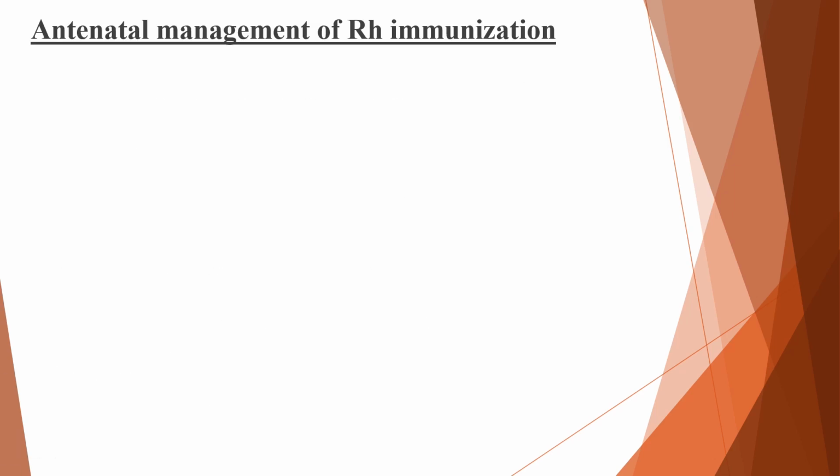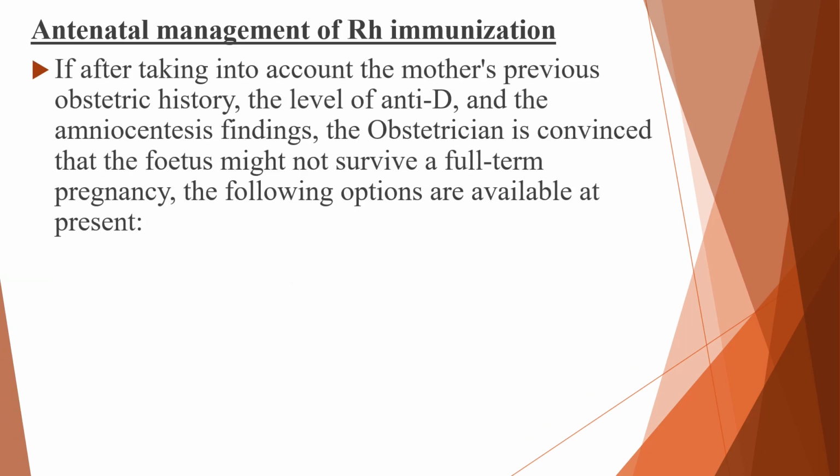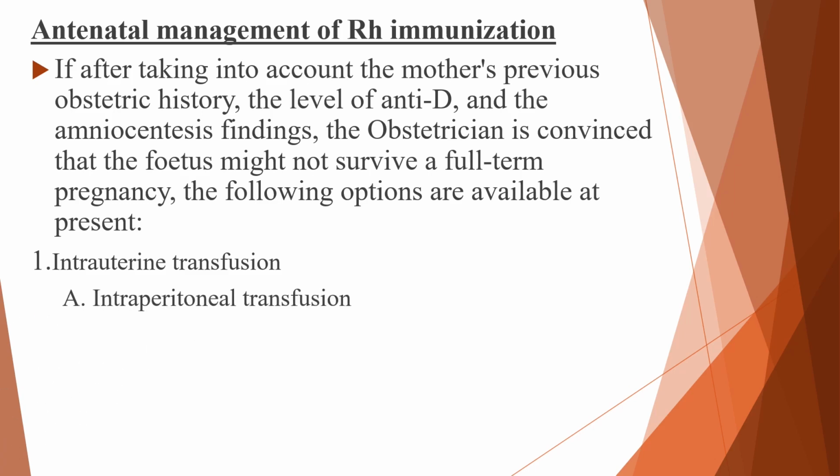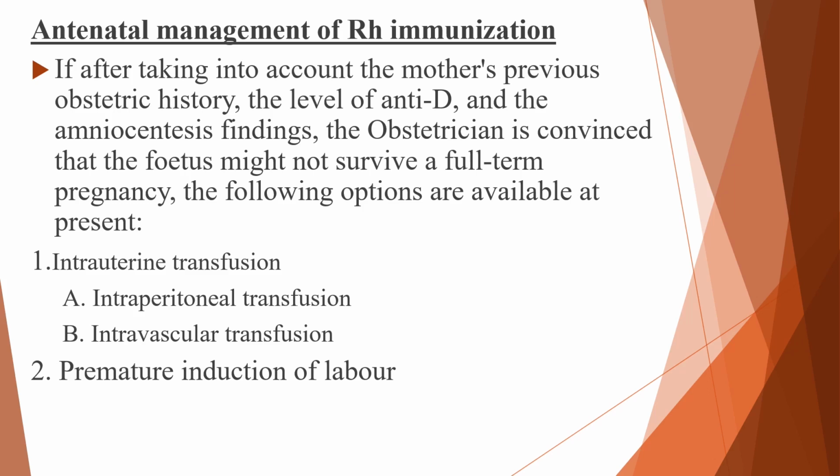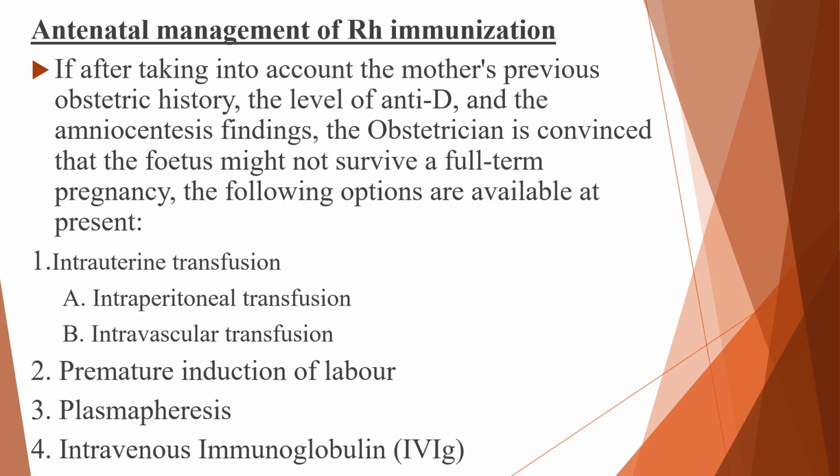Antenatal management of Rh immunization. If, after taking into account the mother's previous obstetric history, the level of anti-D, and the amniocentesis findings, the obstetrician is convinced that the fetus might not survive a full-term pregnancy, the following options are available at present. 1. Intrauterine transfusion: A. Intraperitoneal transfusion, B. Intravascular transfusion. 2. Premature induction of labor. 3. Plasmapheresis. 4. Intravenous immunoglobulin.